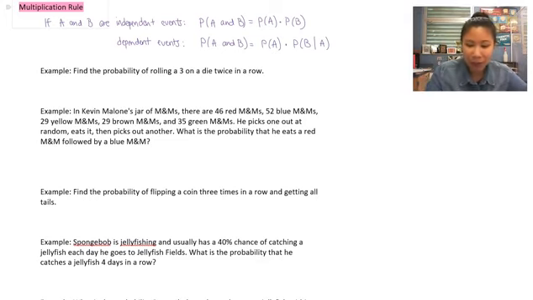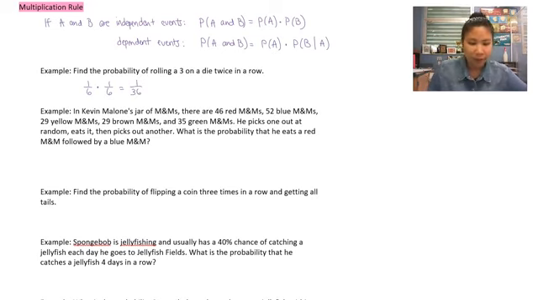So the probability of A, rolling a 3 the first time, would be 1/6. And this gets multiplied, because I'm doing multiple events, with rolling a 3 the second time, which is 1/6 again. So the probability of rolling a 3 on a die twice in a row would be 1 out of 36.